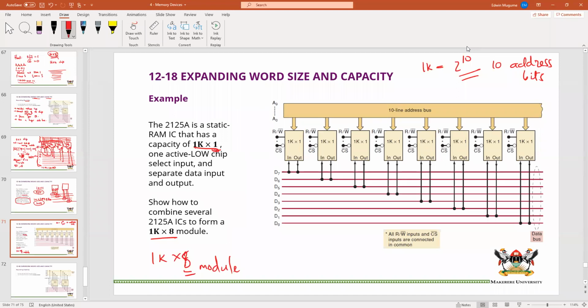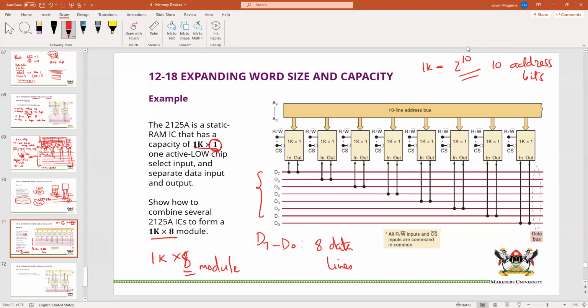Here we are going to need 8 lines. Okay, you can see this is D7 to D0. These are 8 data lines. Okay, but if each of these individually was being used, it would only have one data line, or at least it would use only one data line on whatever data bus size you use.